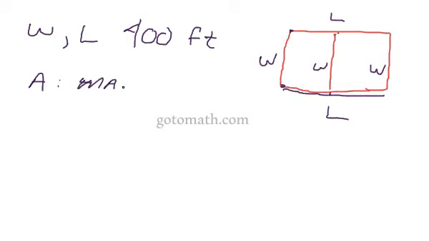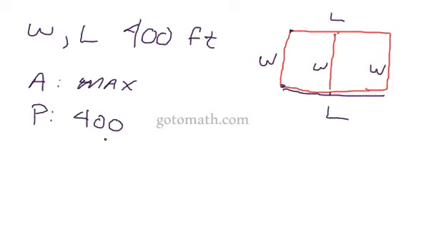So these are going to be our two unknowns, W and L, and they gave us some additional information, and that is that the farmer has 400 feet of fencing. We want to maximize the area, so I'm going to write it out like this. A is area, which we want to maximize, and the perimeter we're given is 400 feet.